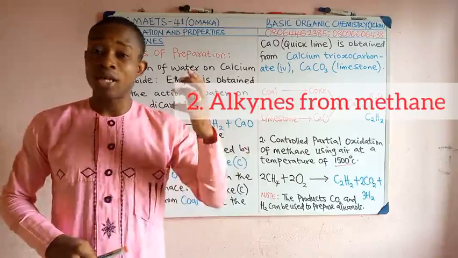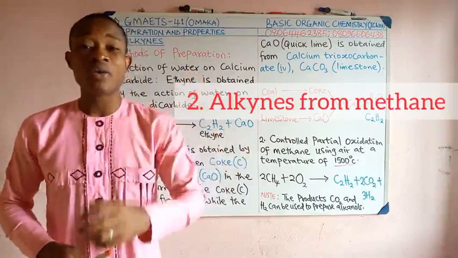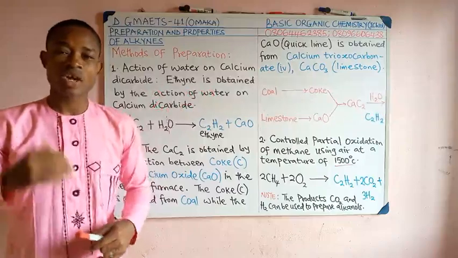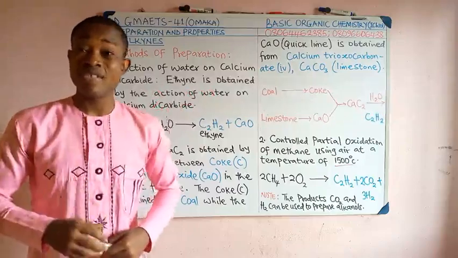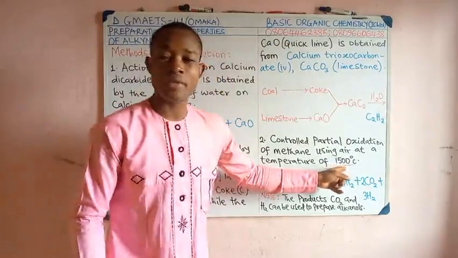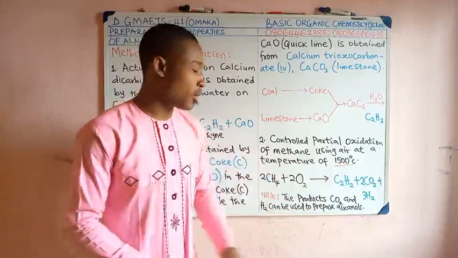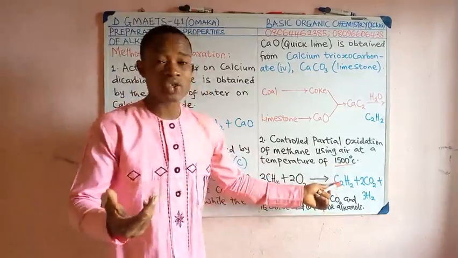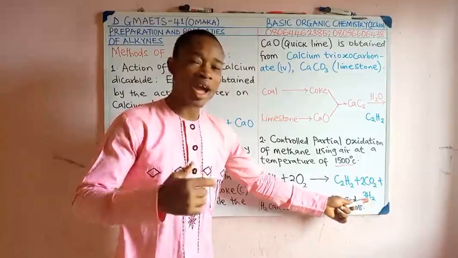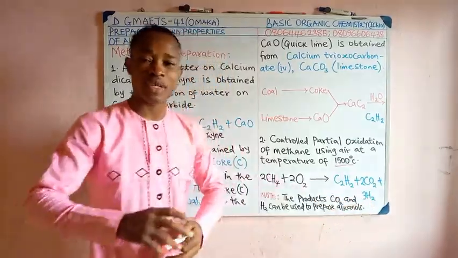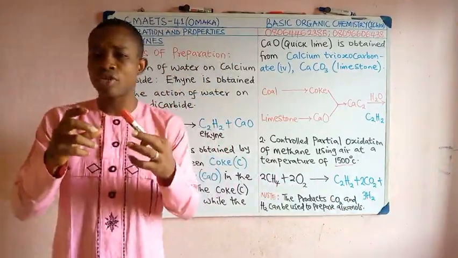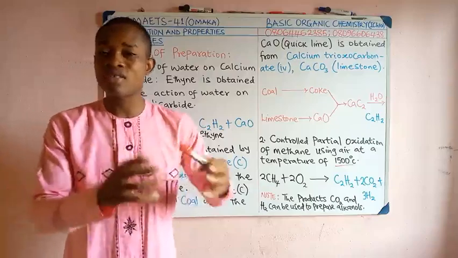Remember, one other compound from which we can obtain alkynes is methane. Methane is obtained from petroleum. Is that okay? So the controlled partial oxidation of methane using air at a temperature of 1500 degrees centigrade will lead to the production of an alkyne, ethyne in that case. Is that okay? Then carbon dioxide and hydrogen gas will be given off during the chemical reaction. Please, it is very important for us to take into consideration the statement partial oxidation of methane.